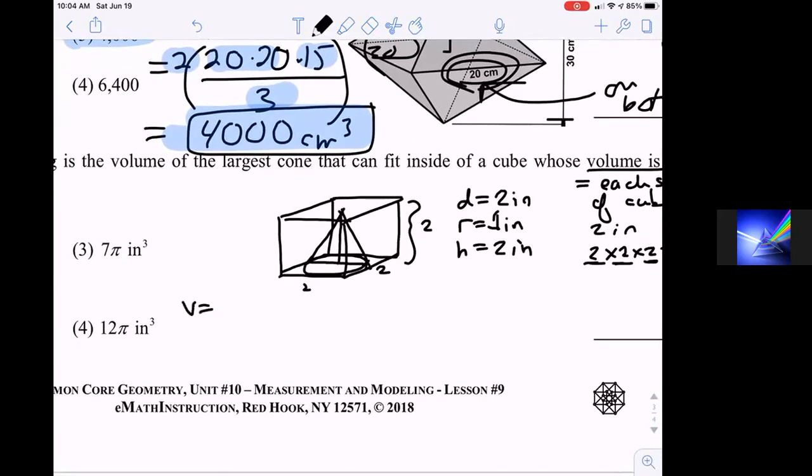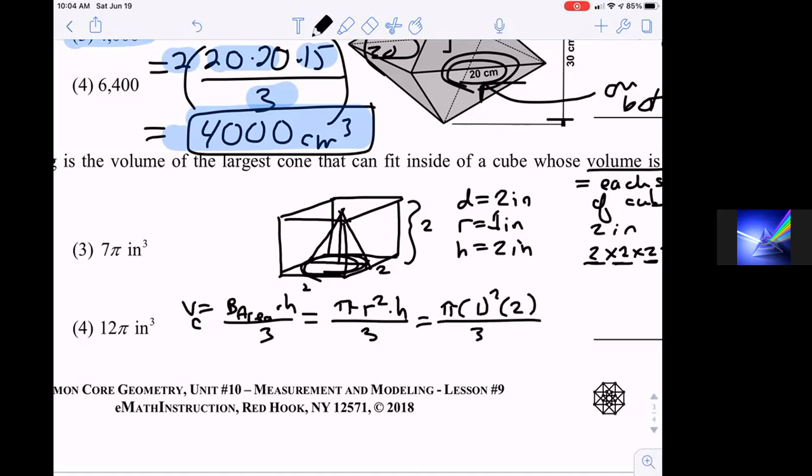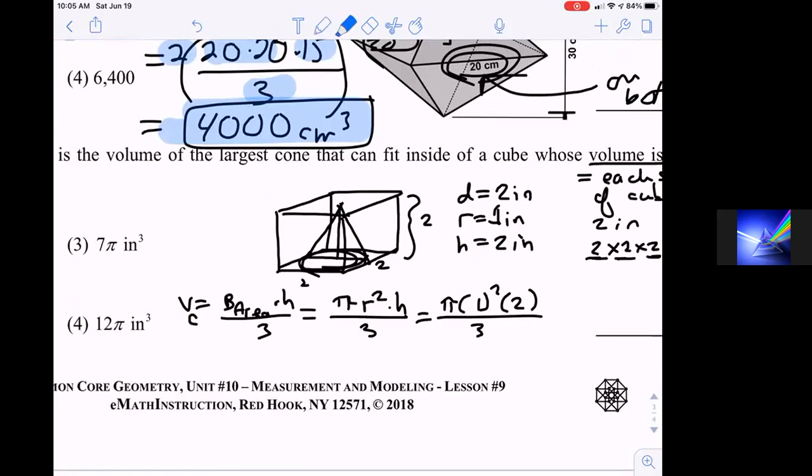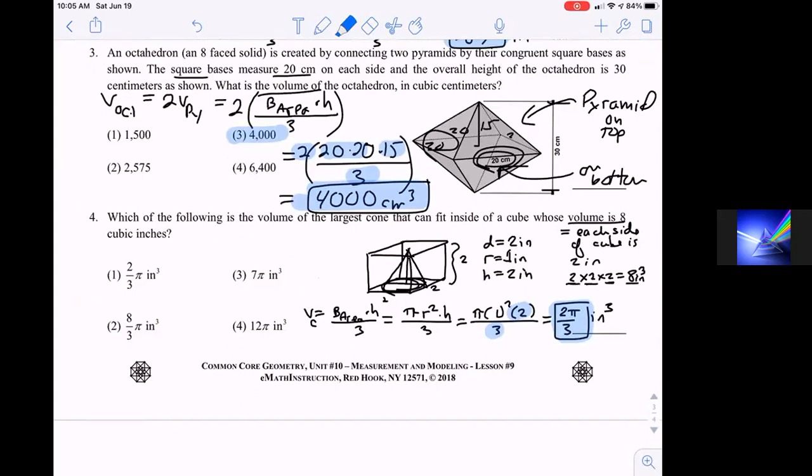The actual calculation is pretty easy. The volume of the cone, VC, is going to be area of the base times height divided by 3. But the base is a circle, so it's pi r squared times h over 3. We'll go pi times the radius, which is 1 squared, times the height, which is 2, divided by 3. You can see all your answers are in terms of pi. So 1 squared is 1, times 2 is 2, divided by 3. This would be 2 pi divided by 3 cubic inches, and we can see that that is 2/3 pi cubic inches. That's option number one.